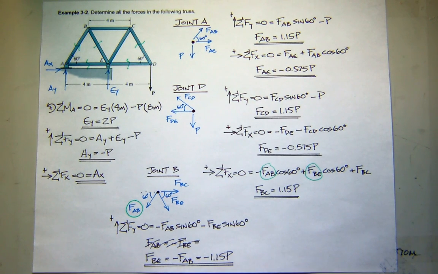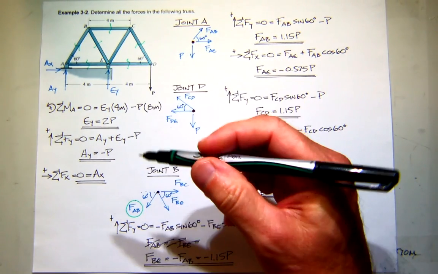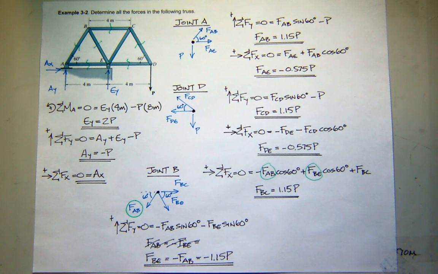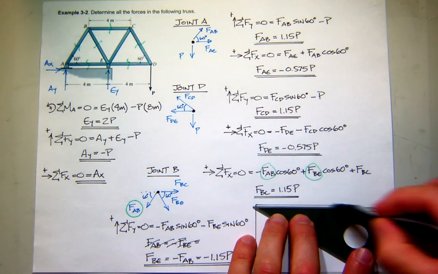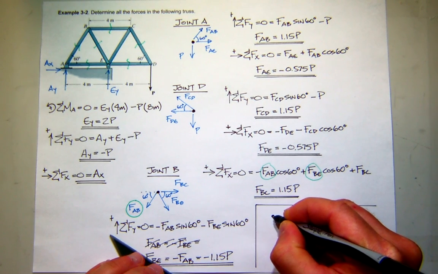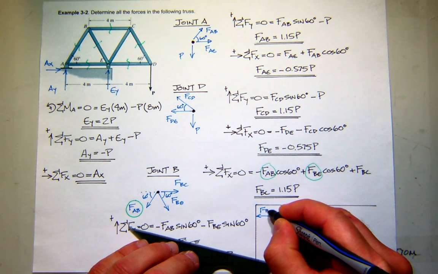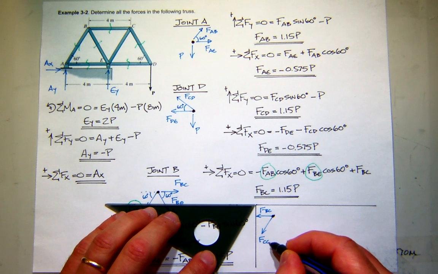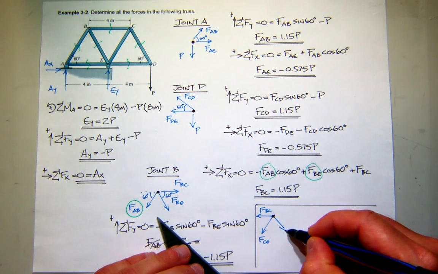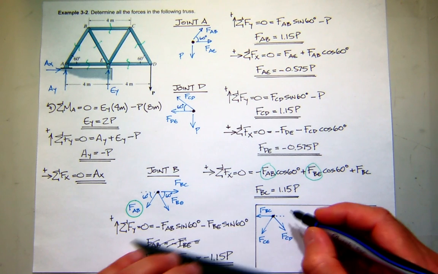All right, so now I've got this guy. I've only got one lone wolf left. CE. Can we go to E? Sure. Yes, but let's not. So let's go to C. So I'm going to try to squeeze that in down here in the corner. So there's my free body diagram for C, with the force in BC, the force in CE, and the force in CD.